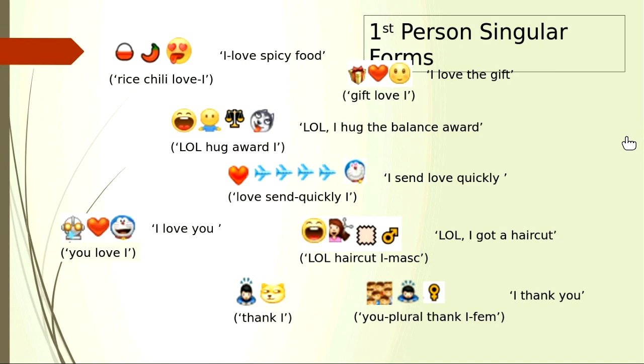And then the last strategy is using gender symbols. And this works for both men and women. So we have an example, "LOL, I got a haircut," with a man saying it. And then a woman saying, "I thank you all." The last example is interesting. You can compare it with the other thanking example. They use the same verb of thanking, but a different emoji to represent the first person singular. So while there's a lot of variation here, there's also patterns that are emerging.